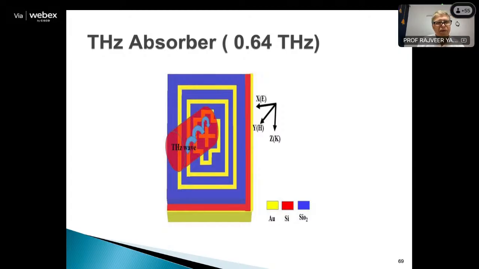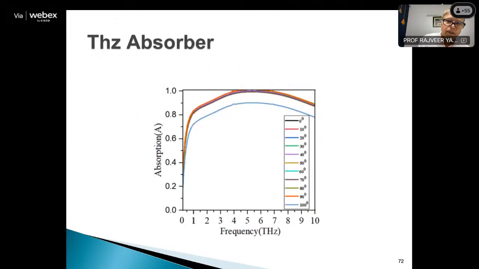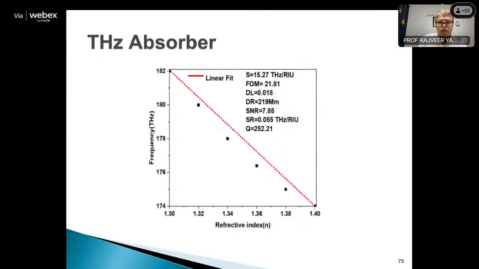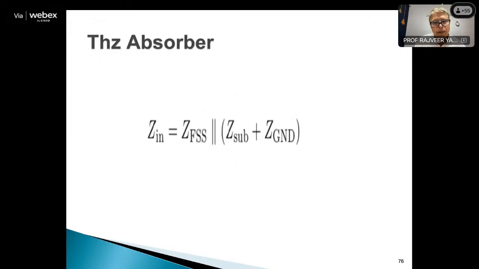Again, we have developed another sensor at a different frequency, but the concept remains the same. I'll be showing you at a very fast pace now because time is limited. This is the flow chart. This is the structure. This is the absorber behavior, linear scale. The basic theory of an absorber is this. We try to get S21 equal to 0 so that we get a good relationship between the absorption and reflection coefficient. This is how we try to match the impedance of the sensor.